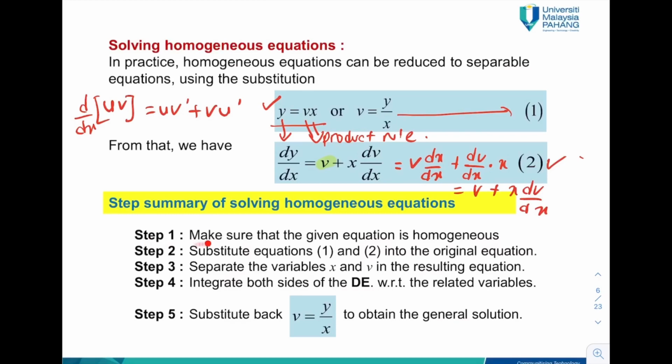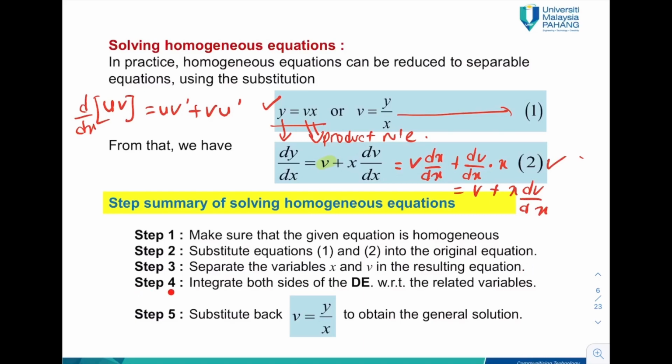Okay, then we go step by step. Step number 1, make sure that the given equation is homogeneous, done. Step number 2, substitute equation 1 and equation 2 into the original equation. Equation 1 is y equals vx, and equation 2 is the differentiation of this. We substitute these two into the question. Step number 3, separate the variables x and v in the resulting equation. I want to explain a bit about step number 2. The main idea is that we want to eliminate the variable y, so that we just have v and x only.